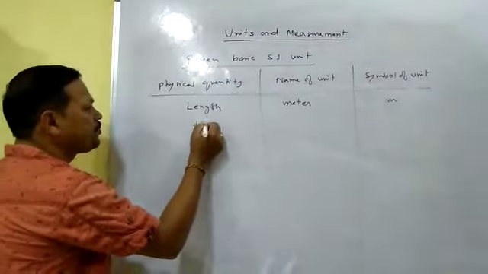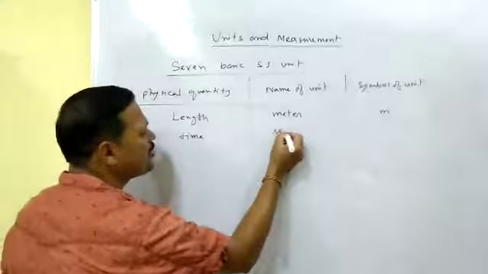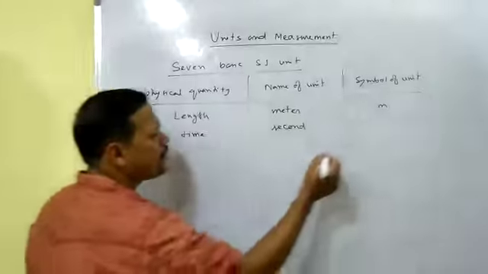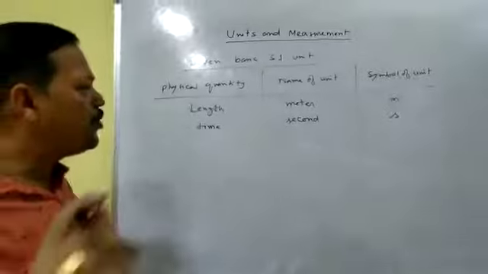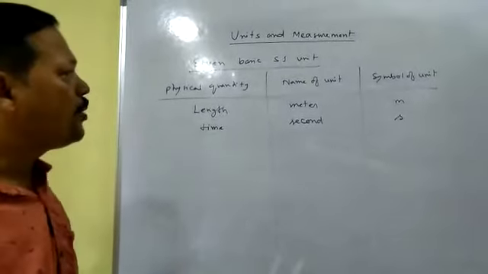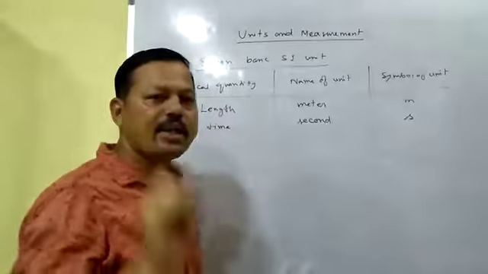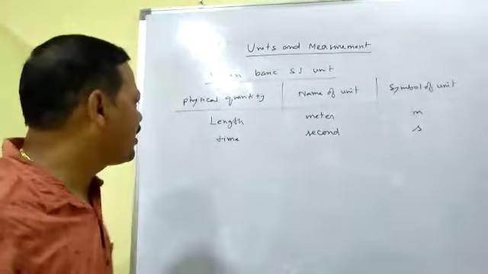Similarly, time. The unit of time is second. It is represented by the symbol small s. In CGS also, the time unit is considered as second. I mean, both in SI and CGS, the unit of time is considered as second.